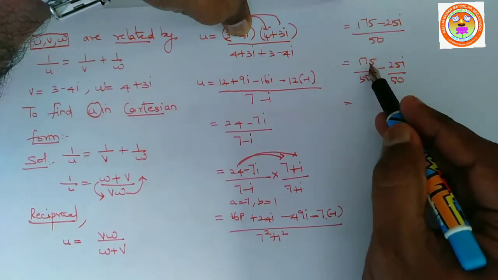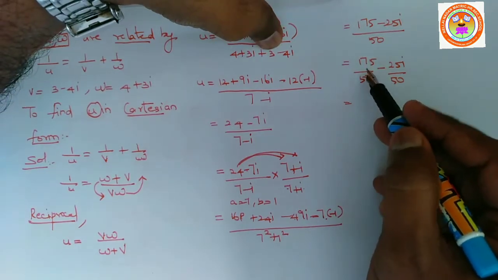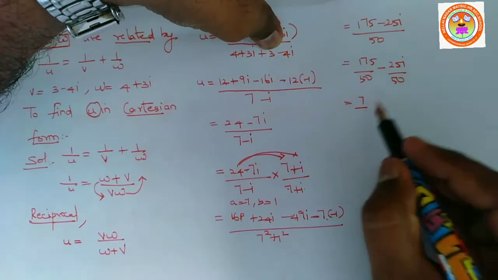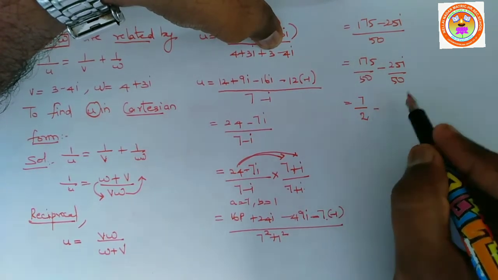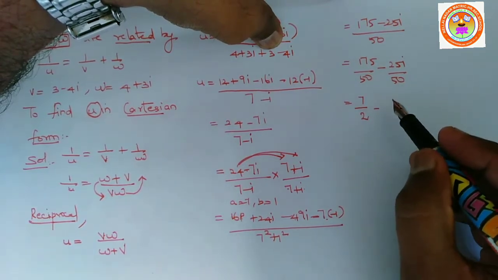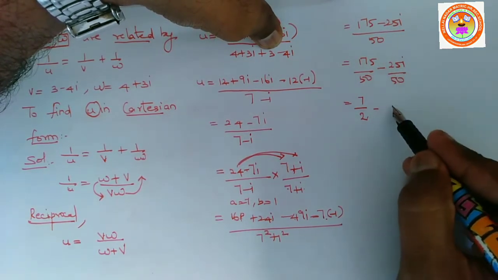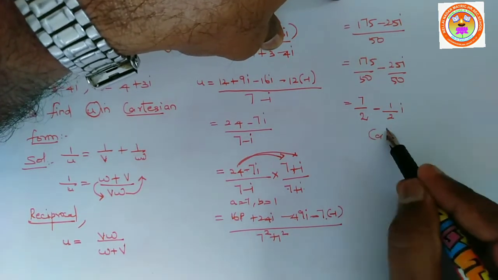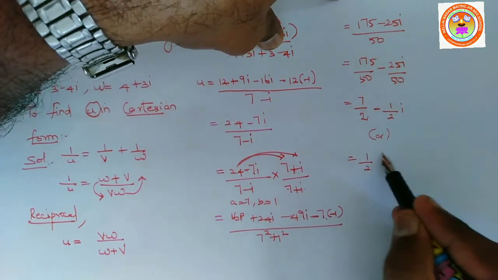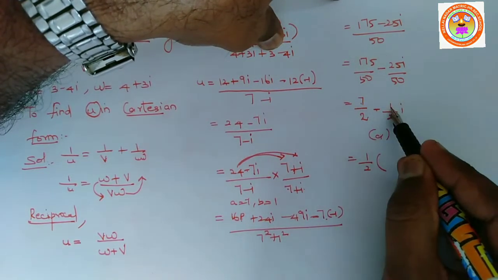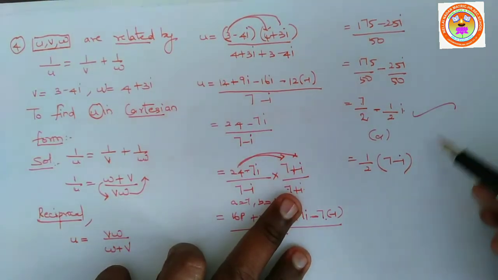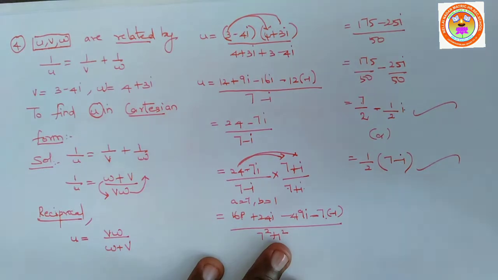So we can cancel using the 25 table: 175 is 7 times, 50 is 2 times. So 7 by 2 minus 25 by 50, the same 25 table, 1 times and 2 times, gives 1 by 2 into i. Otherwise you can write the answer by taking 1/2 common: 1/2 into (7 minus i). Both answers are correct. You can write any one form or both forms. It is very easy.